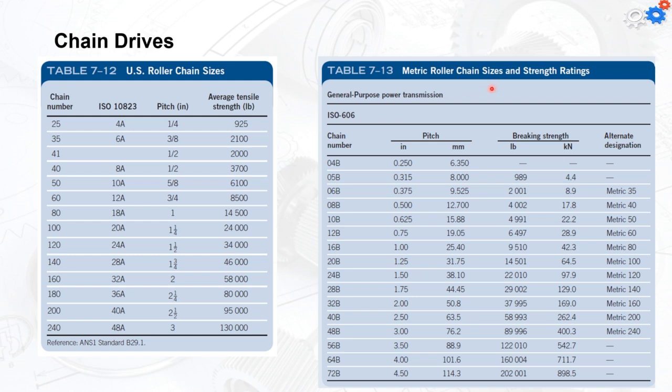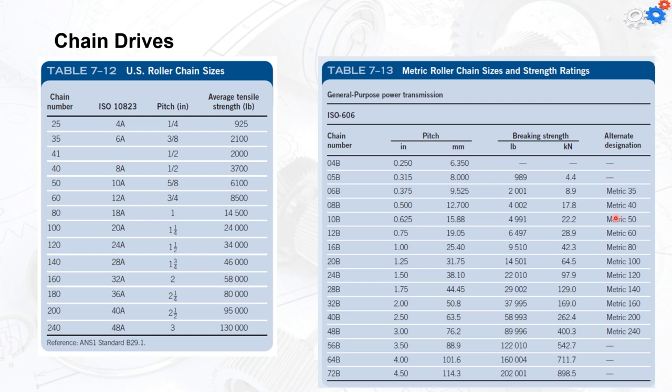That's for the metric roller chain sizes. Once again, you can see that the chain number is listed here, and the pitch value is given to you in inches and millimeters, but I think at this stage you already know that, for example, half an inch is 12.7 millimeters, which means 1 inch is 25.4. The breaking strength is given in both pounds force and kilonewtons, and the alternate designation is found in the metric one. So 60 is equal to 12B, and that's what we can see here, that 60 is given here as 12A. This will mostly be the same.